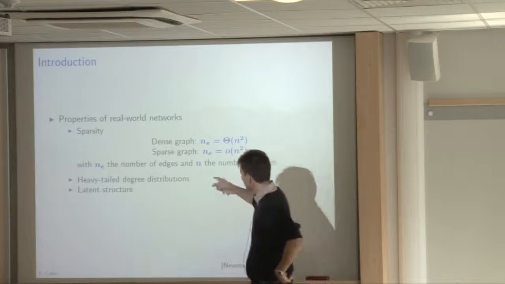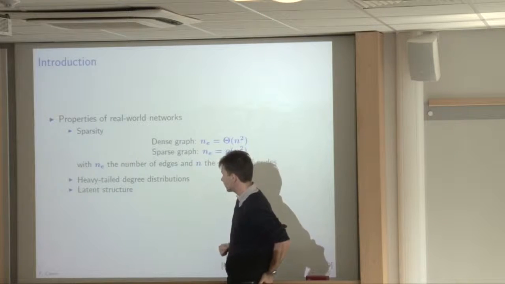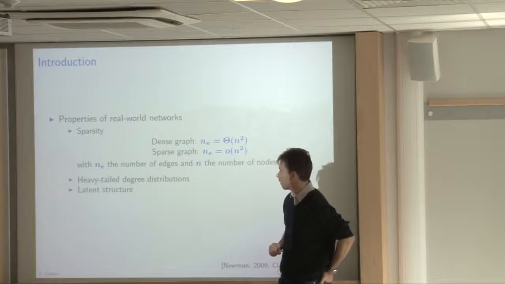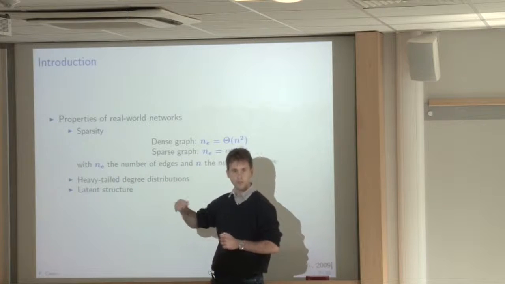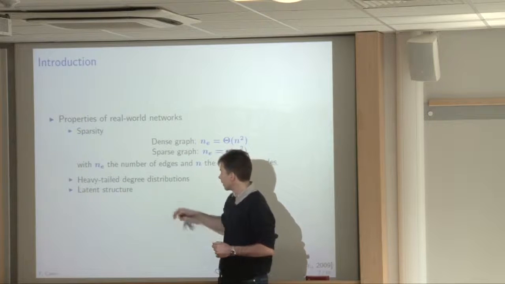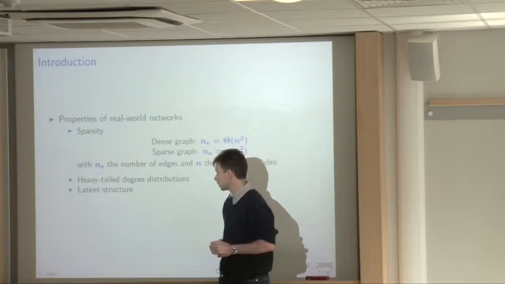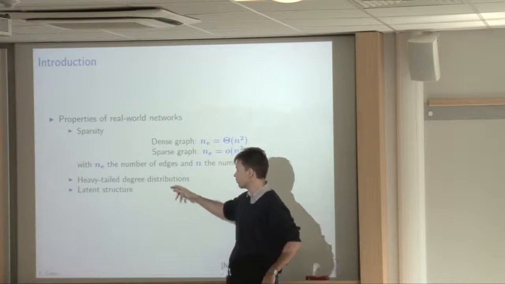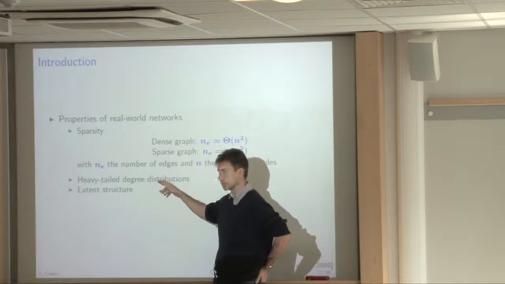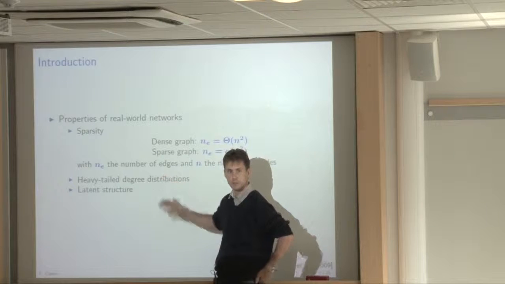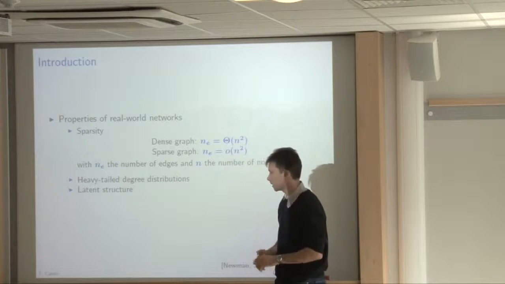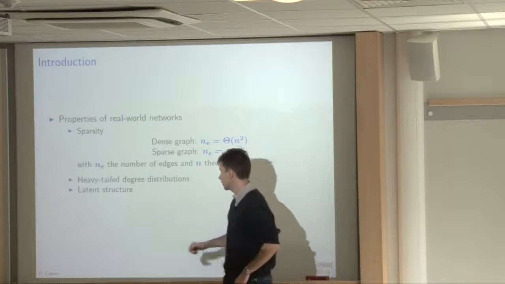And so what comes with sparsity, what is related, is also a very heavy-tailed degree distribution. The degree of a node is the number of connections of that node. For many of the real-world networks, the degree distributions are heavy-tailed. Whether or not it's actually a power law distribution is a matter of debate, but anyway, it's very heavy-tailed.